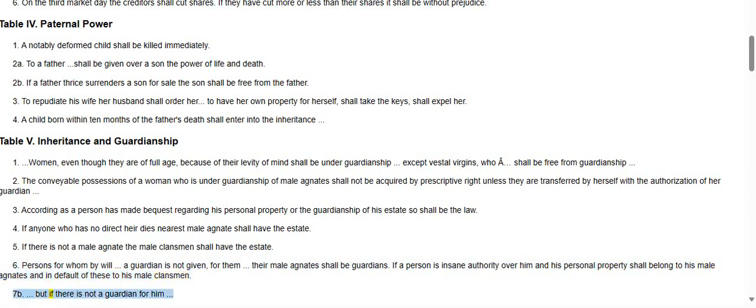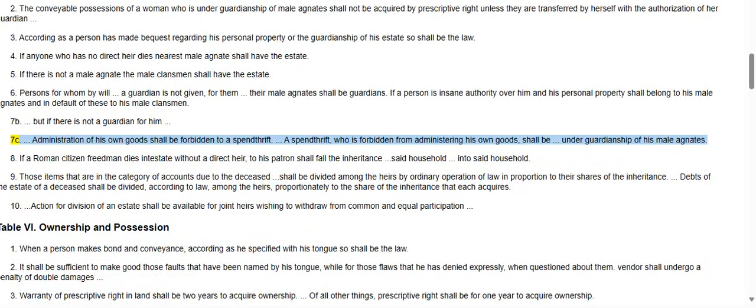7b. But if there is not a guardian for him. 7c. Administration of his own goods shall be forbidden to a spendthrift. A spendthrift, who is forbidden from administering his own goods, shall be under guardianship of his male agnates. 8. If a Roman citizen freedman dies intestate without a direct heir, to his patron shall fall the inheritance, said household, into said household.